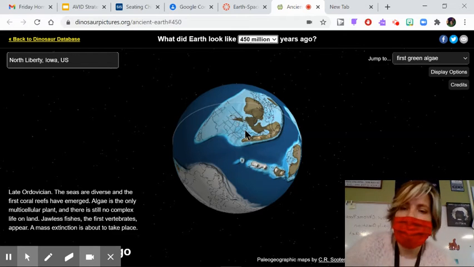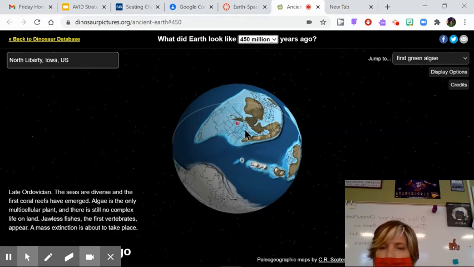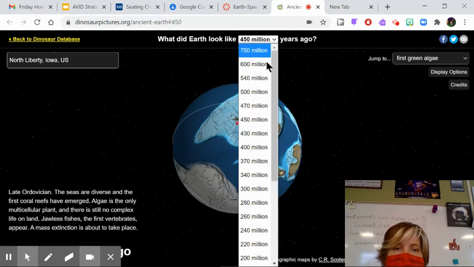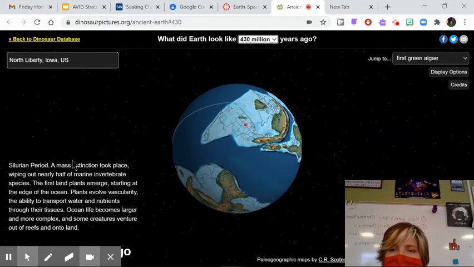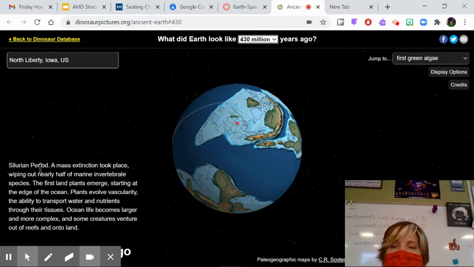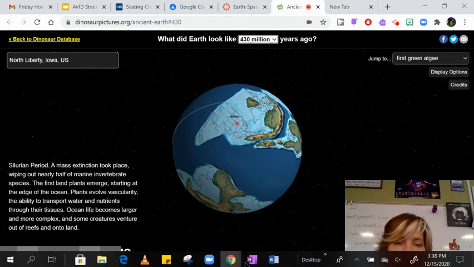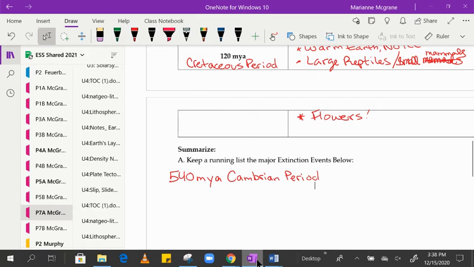Notice how most of our area is all underwater. So this is late Ordovician, still no complex life on land. A mass extinction's about to take place. So let's look. Okay, during the Silurian period, a mass extinction took place, wiping out nearly half of marine invertebrate species. So Silurian period, I think that was 430 million years ago.